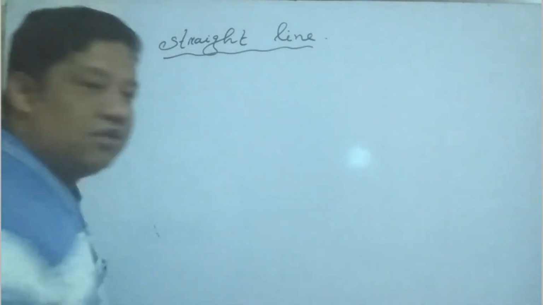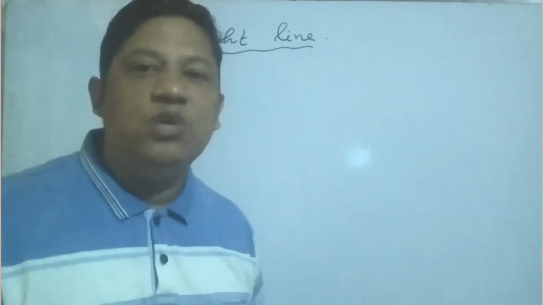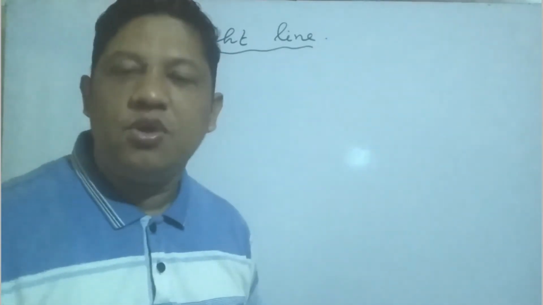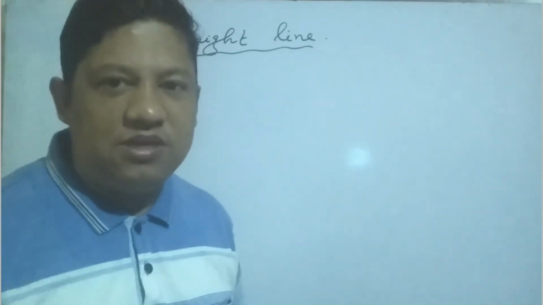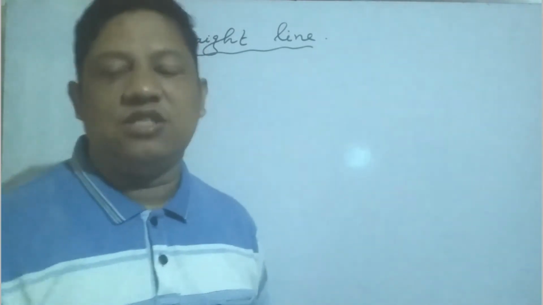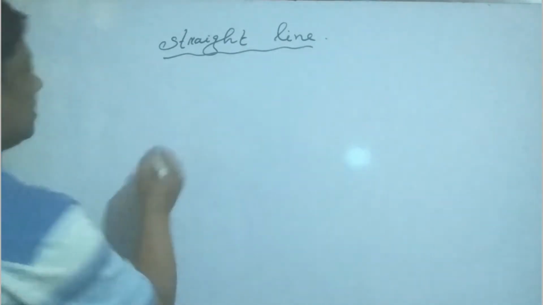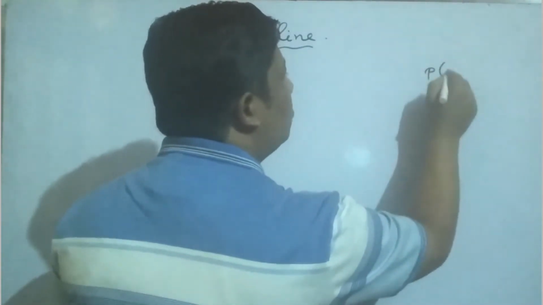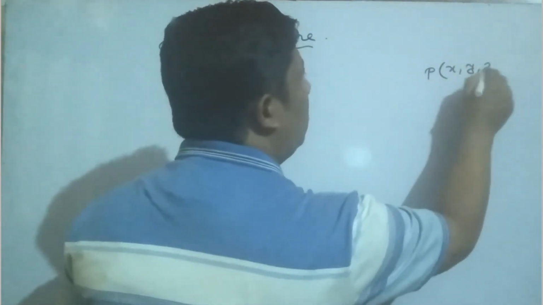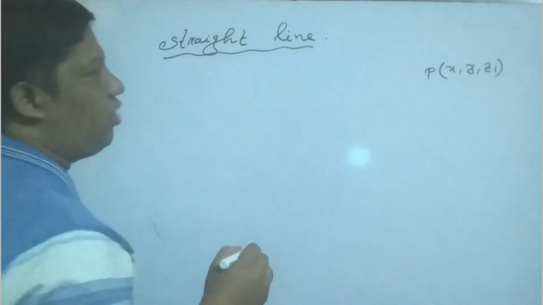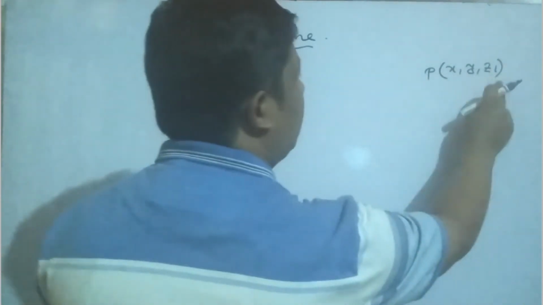Straight line. If you want to draw a straight line, you need two things. One point, and second is what? Second is direction. Suppose you have given a point P whose coordinate is x1, y1, z1. You have given a point x1, y1, z1.